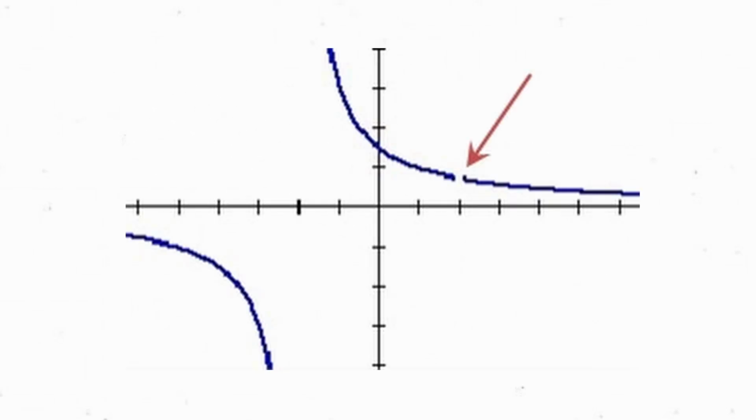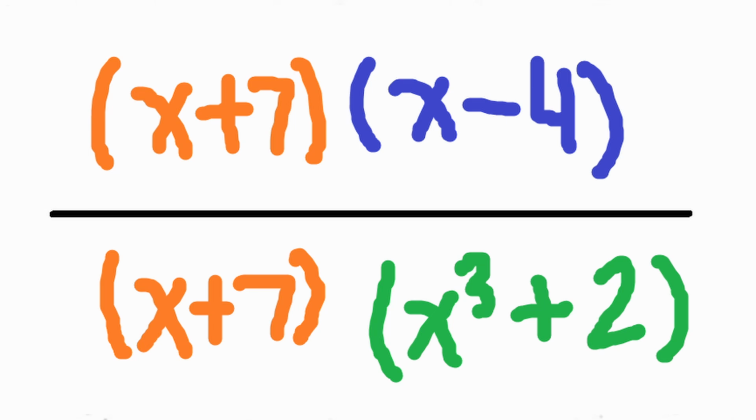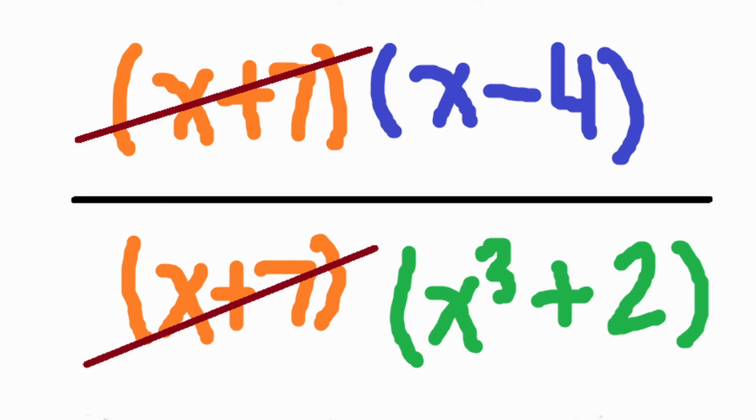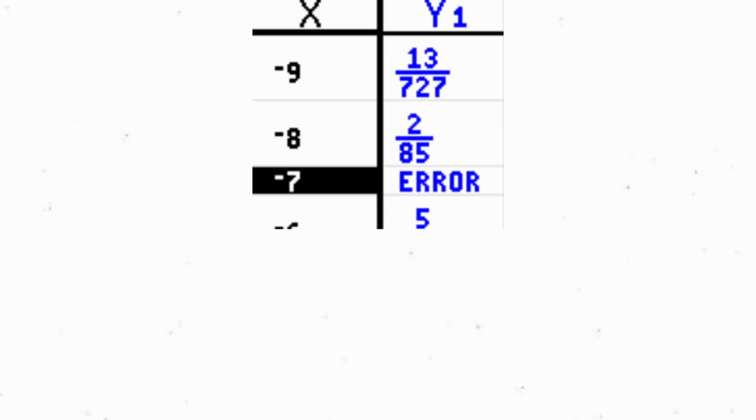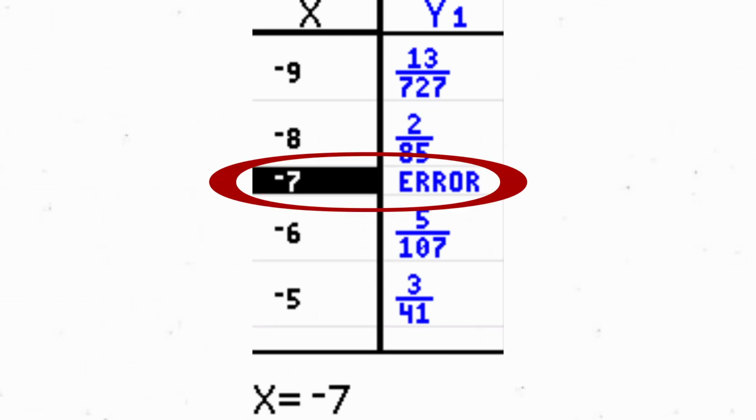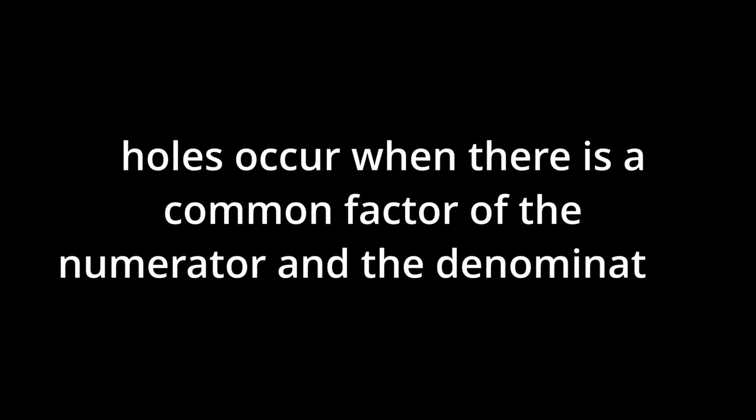Holes. Holes are exactly what they sound like. Holes occur if a factor appears in both the numerator and the denominator, and cancels out. The graph quite literally says, we were going to go there, but never mind. I'll go into more detail about holes in another video, but for now, just remember holes occur when there's a common factor in the numerator and the denominator.